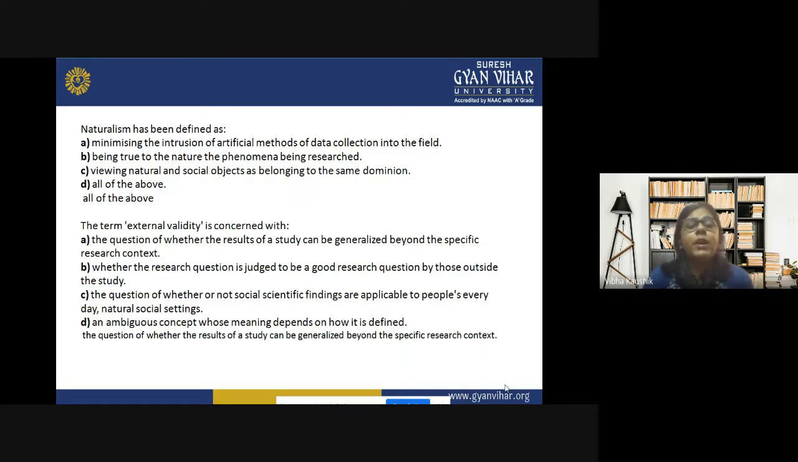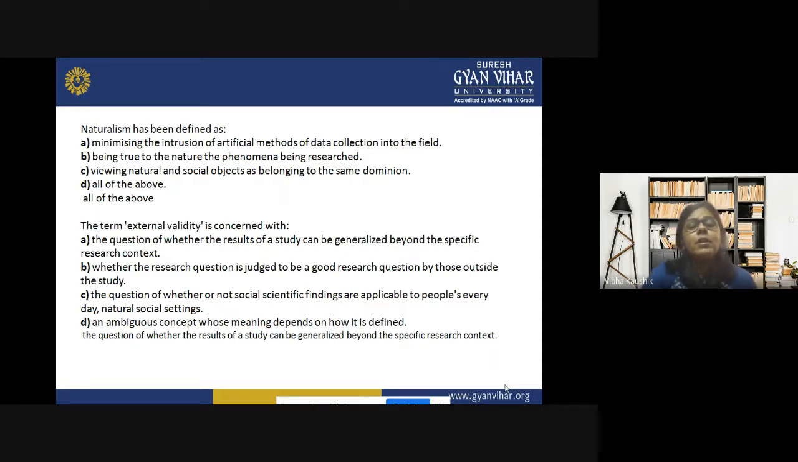Naturalism has been defined as: the options are A, minimizing the intrusion of artificial methods of data collection into the field, B, being true to the nature of the phenomena being researched, C, viewing natural and social objects as belonging to the same domain, or D, all of the above. So these are the options, students, and the correct answer will be option D, that is all of the above.